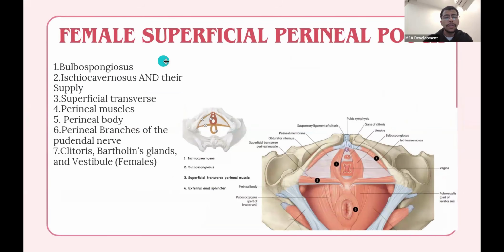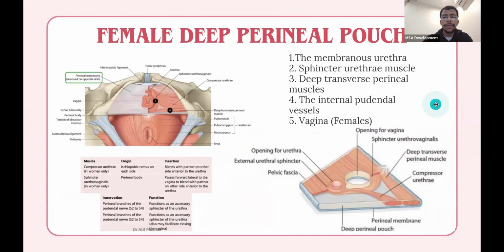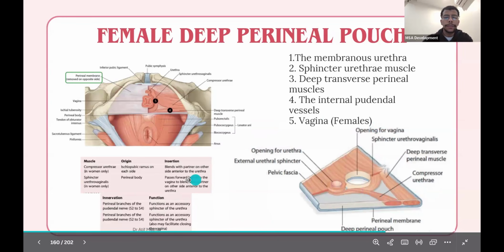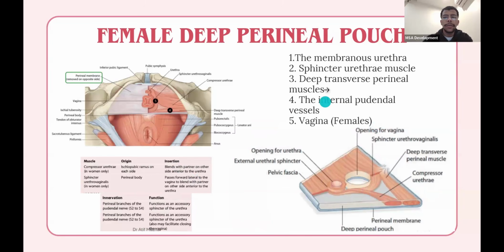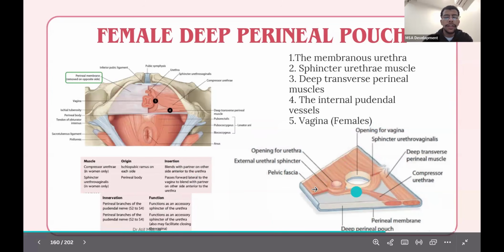Then the same bulbospongiosus, ischiocavernosus, the superficial transverse muscle, everything is the same. And then the deep, again it's the same: the membranous urethra, the sphincter urethrae muscle, the deep transverse perineal muscle, the internal pudendal vessels, everything. However, the additional thing is, obviously, the vagina. And we also have compressor urethrae in females. Compressor urethrae is also here. I forgot to write it here. I'm going to add it later. So remember compressor urethrae.